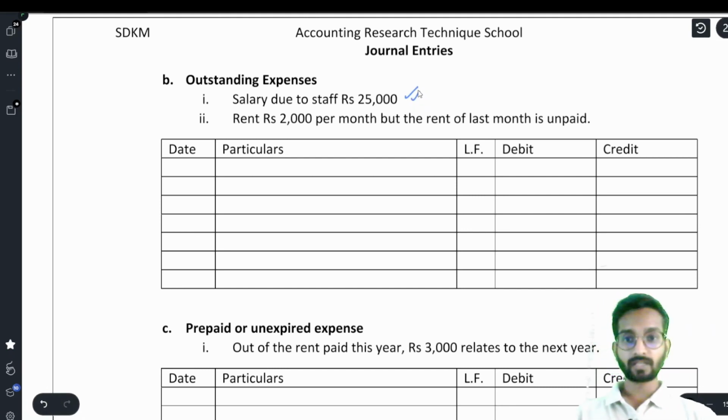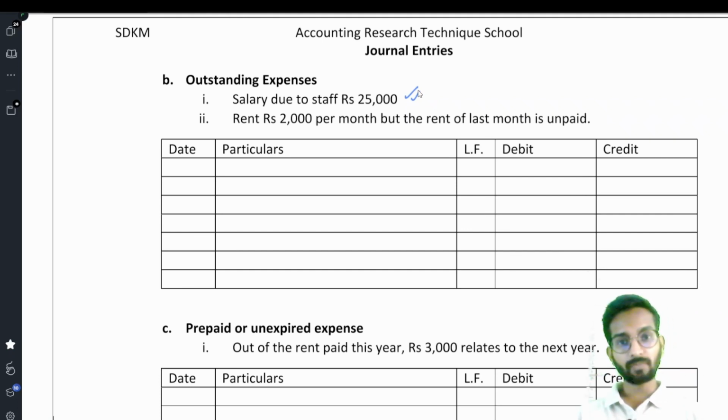What does it mean? Staff has worked for the entire March. I am supposed to pay them 25,000 rupees. If I have to pay them 25,000 rupees, don't you think it is my liability? I am supposed to pay them. It is my liability, and second, it is my expense because I am paying the salary. If I pay the expenses, what do we write? Salaries to cash. But when I have not paid, what do we write?